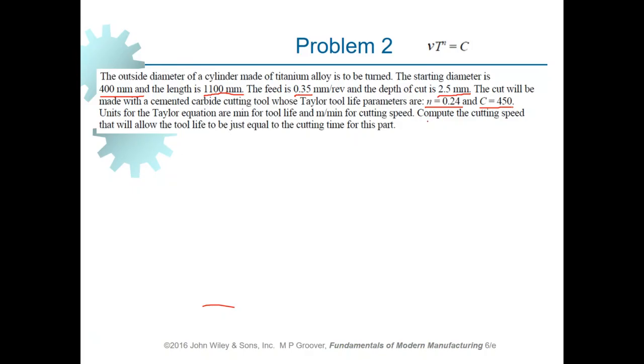Now, what do we do? Compute the cutting speed. Cutting speed, or V, is to be computed that will allow a tool life, or T, that is just equal to the cutting time of this workpiece. So we want to compute V, the cutting speed, in a way that the tool life of the cutting tool will be equal to the cutting time, or TM. So we've got to compute cutting speed in a way that tool life is equal to machining time, TM.